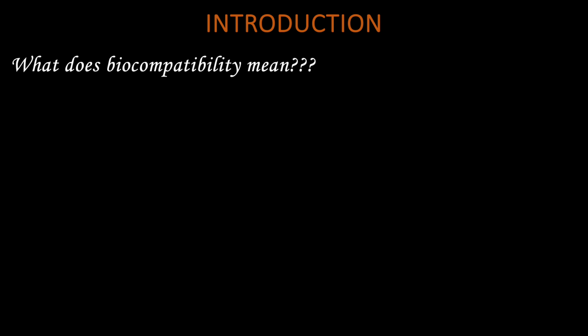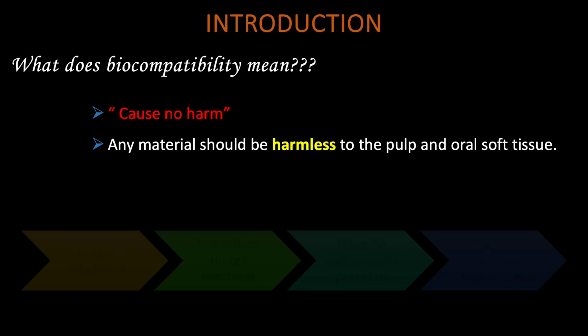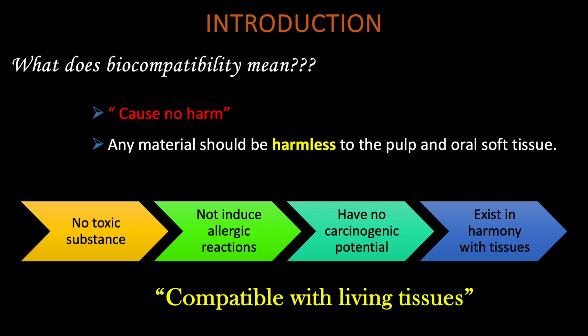So what does biocompatibility mean? Biocompatibility is that a material should be harmless to the pulp or the oral soft tissue which you're using. So it should be a material which is non-toxic, it should not induce allergic reaction, should have no carcinogenic potential and should exist in harmony with the tissues. So basically it should be compatible with the living oral tissues.